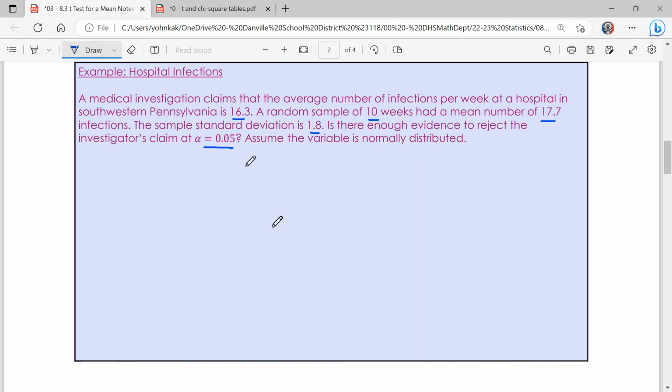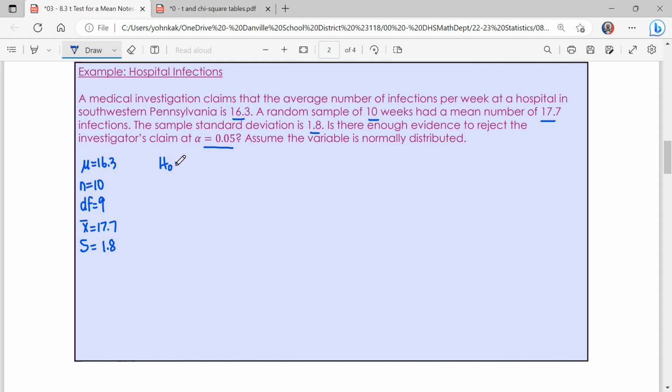That's important because our sample size is less than 30, so we need to make sure that it comes from a normally distributed population. All right, let's take a look at what our numbers are and what the variables are. So 16.3 is our population mean, so that's our mu. 10 weeks is our sample size, that's n. And don't forget, our degrees of freedom is 9. We've got a mean number of 17.7, that's our sample mean. And we also have a sample standard deviation, that's our s, of 1.8.